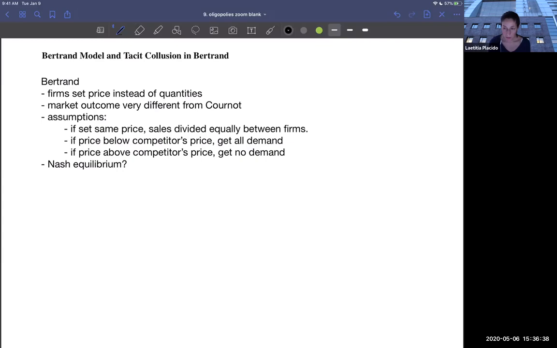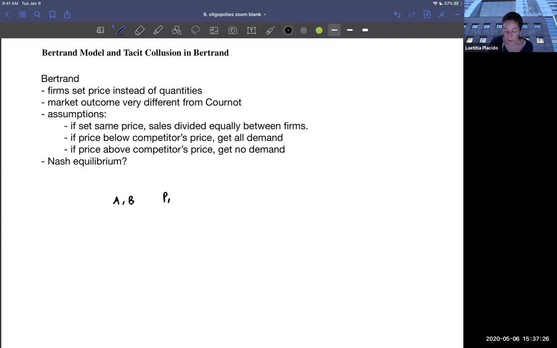Now we move to the Bertrand model. In the Bertrand model, things are a little bit easier. In that model, firms are going to compete in price and not in quantity. We will see that the market outcome will be very different from the one under Cournot. For the Bertrand model, we need to make a couple of assumptions, okay? Basically, you're going to have two firms on that market, firm A and firm B, and they're going to decide simultaneously on the prices PA and PB they're going to set for the same product.